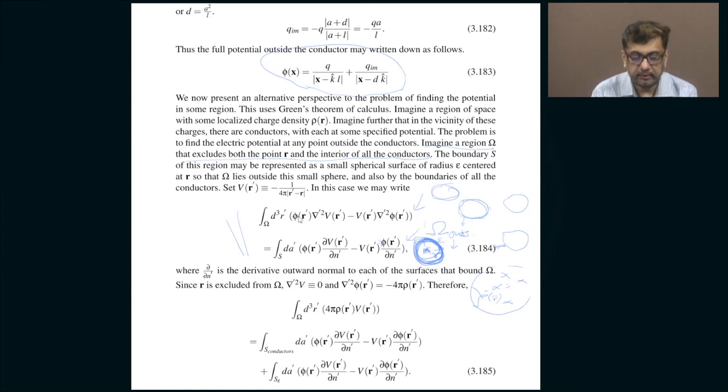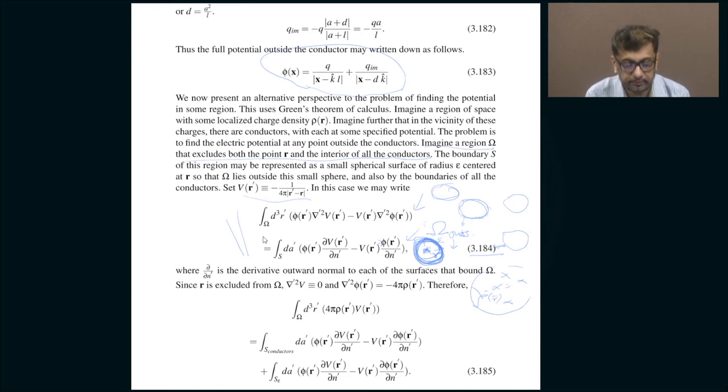So, now this Green's theorem is valid. This 3.184 is called Green's theorem, and it is valid for any phi and V. Specifically, I am going to select V to be minus 1 by 4 pi mod of r dash minus r, because I know that corresponds to a point charge. Now notice that r dash is a point inside omega, but omega excludes r. So r dash and r can never be close to each other, because r dash is outside that small sphere of radius epsilon where r is located at the center.